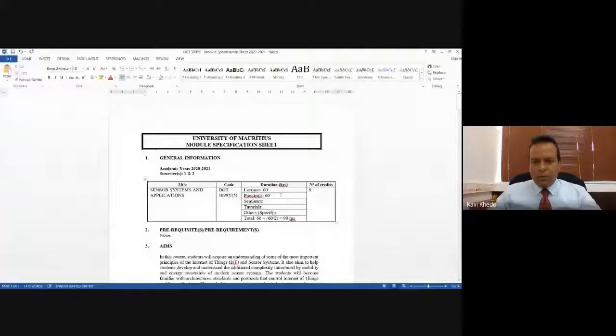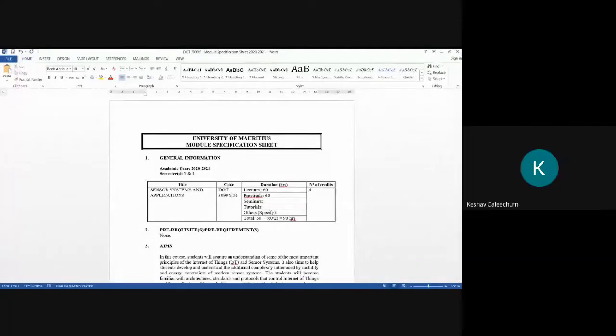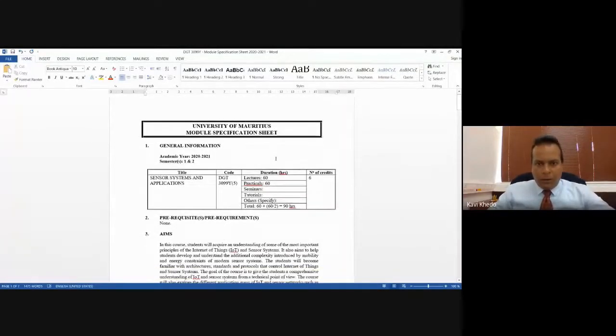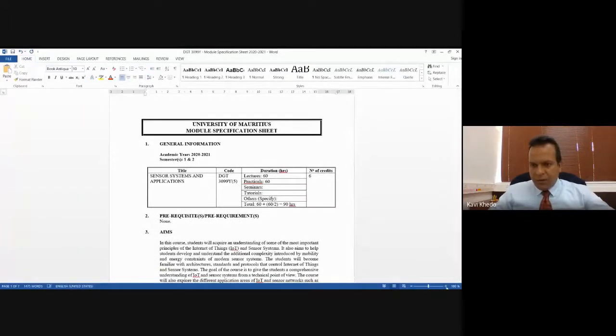So I think, can you see the module specification sheet? Yes. Okay, good. If it is visible to everyone.